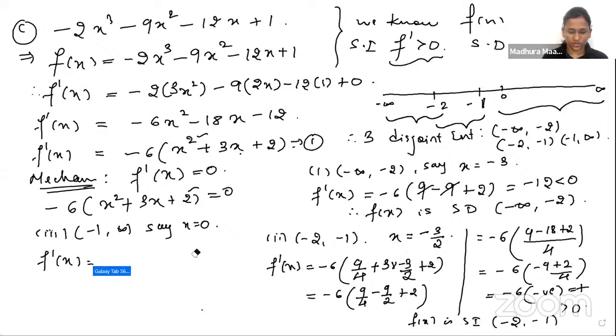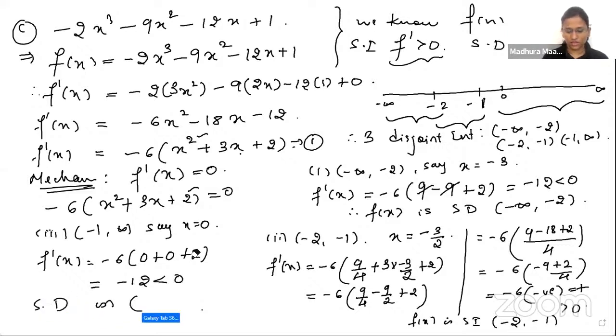So f dash of x. So minus 6 into 0 square, 0. 3 into 0, 0. Plus 2. Okay. So minus 6 plus 2 is how much? Minus 12, which is less than 0. So again, what happens? f of x is strictly decreasing. In which interval? Minus 1 to infinity.